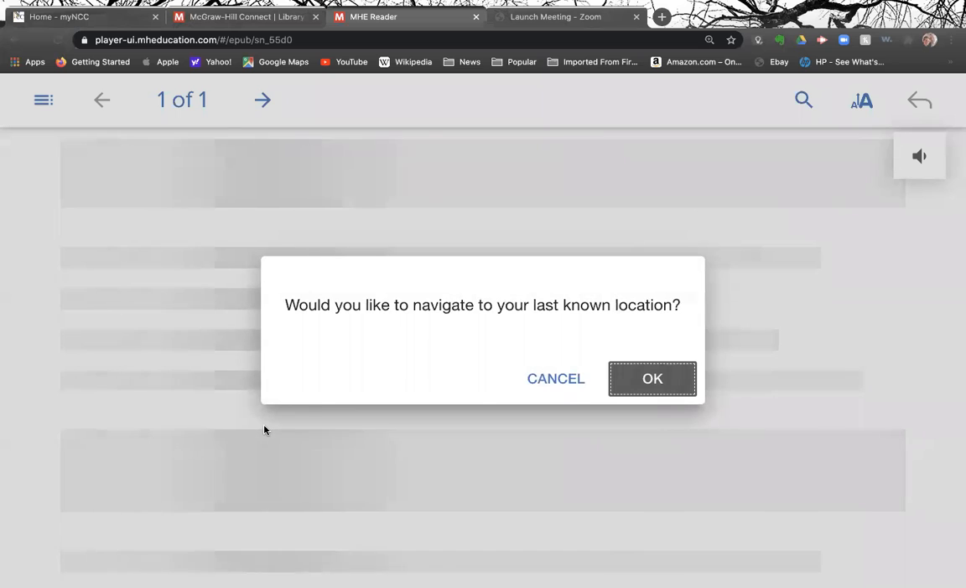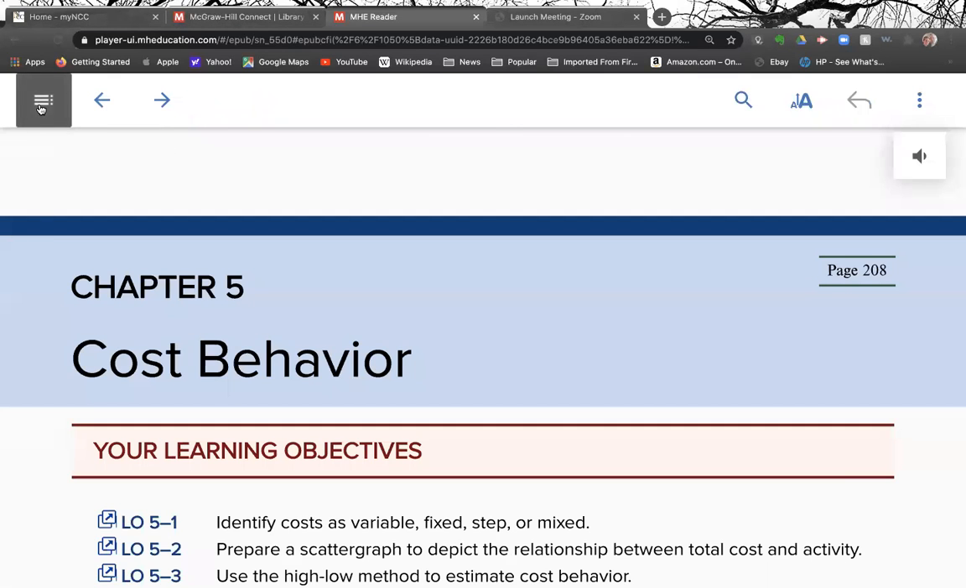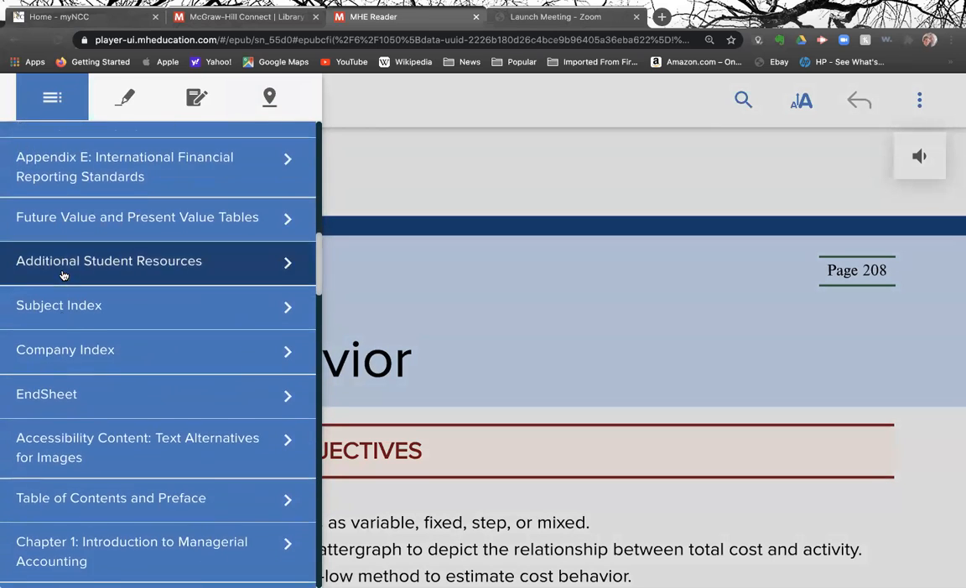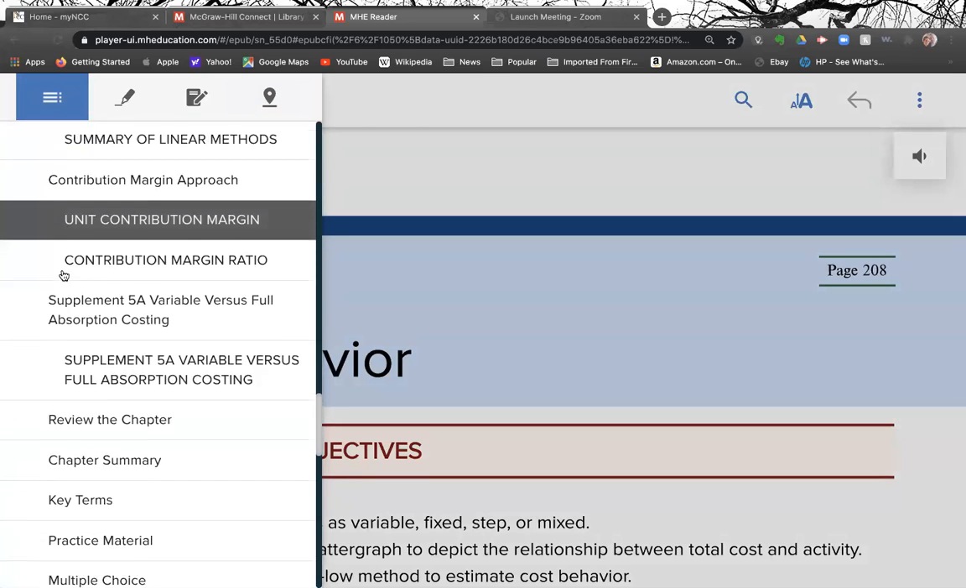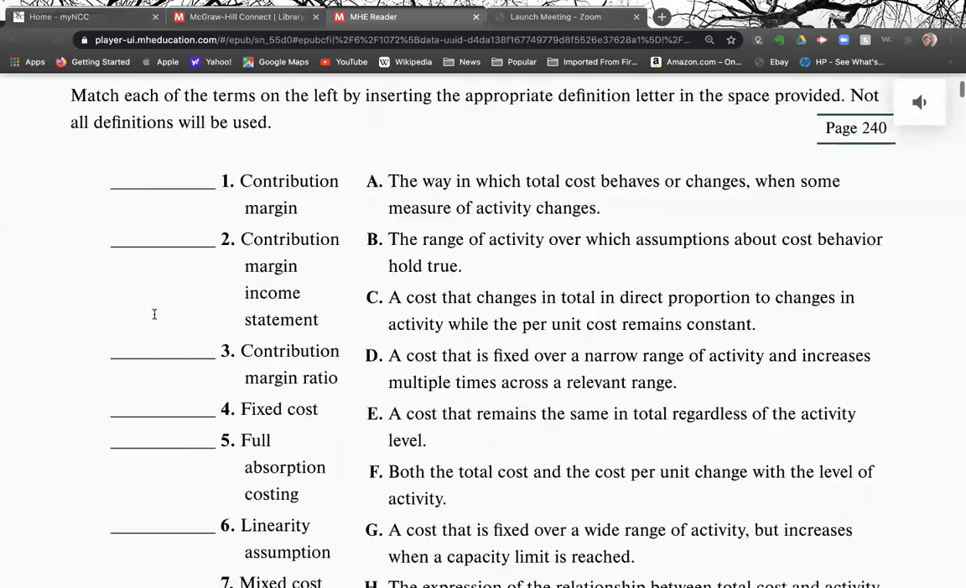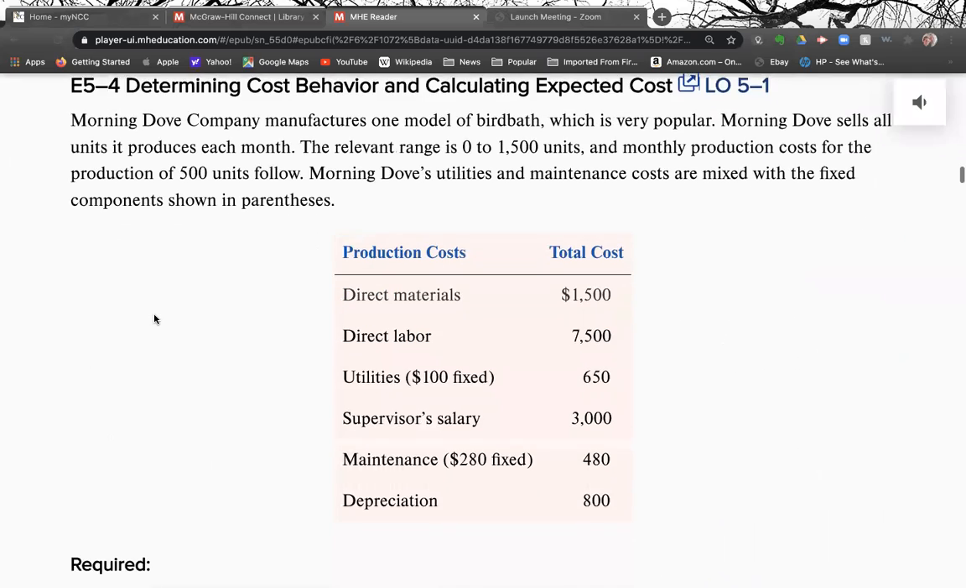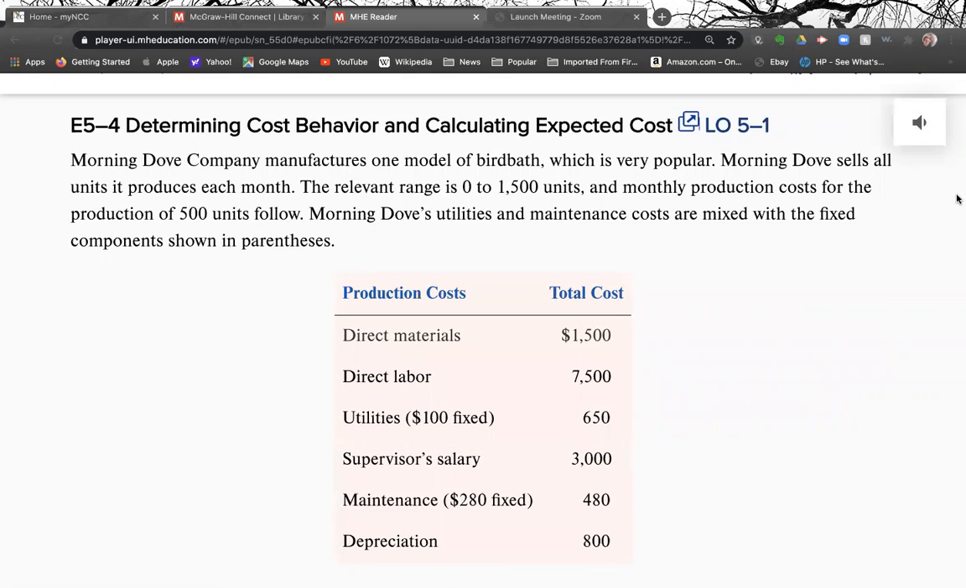I want to do exercise 4, which is on page 241. Okay, and maybe try to pull out a piece of paper and pencil and see what you can do with this too. Try to do this in steps. So Morning Dove Company manufactures one model of bird bath, which is very popular. Morning Dove sells all the units it produces each month. The relevant range is 0 to 1,500 units, and monthly production costs for the production of 500 units follow, right? This is how much it costs them to produce 500 units.